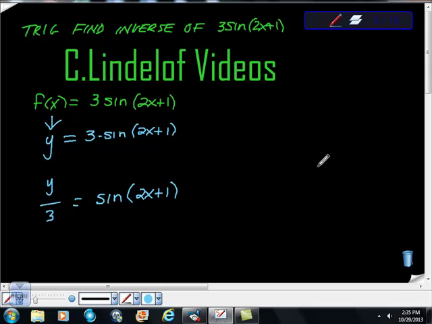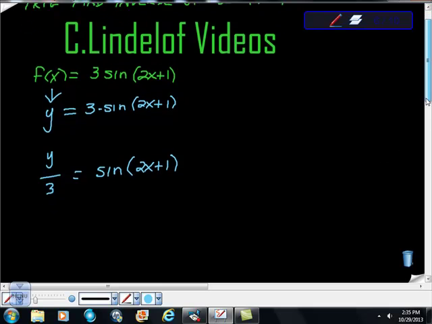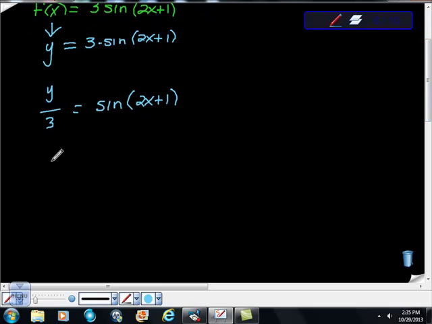Now what I want to do is switch these things, and I want to declare that I'm taking the inverse. So I'm going to say that 2x plus 1, I'm switching the domain and range, right, is equal to the inverse sine of y thirds. You notice I have not switched x and y yet. I could do that, but I just haven't done it yet. But I want to make clear that I do realize I haven't done that.